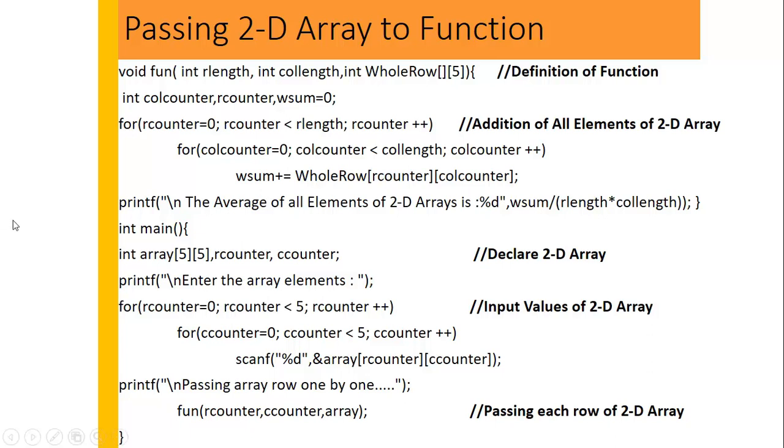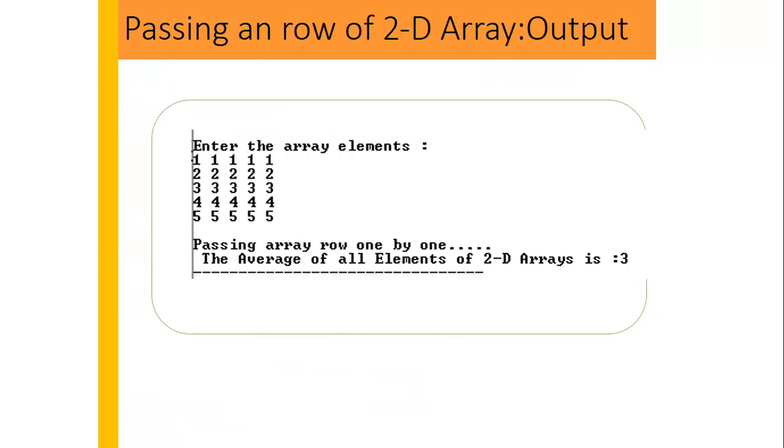So when you traverse each element of an array, for that we have put in a couple of loops, and then we added each element of the array to a variable, so that we have the sum of all the elements in the WSUM variable. Then we divide this by the total number of elements, which gives us the average. This is how it will look.